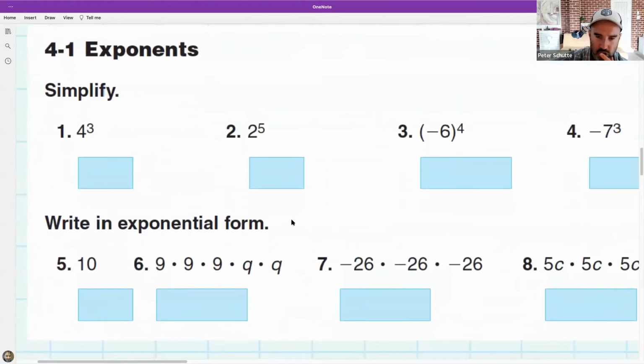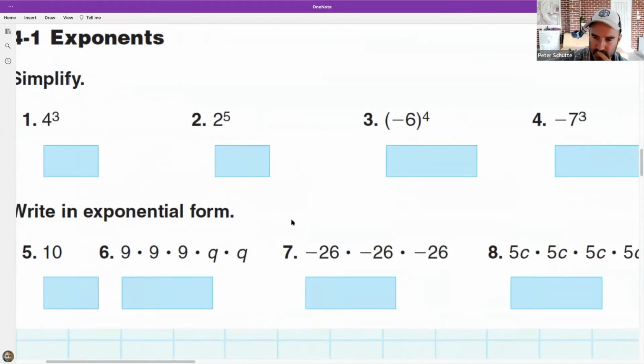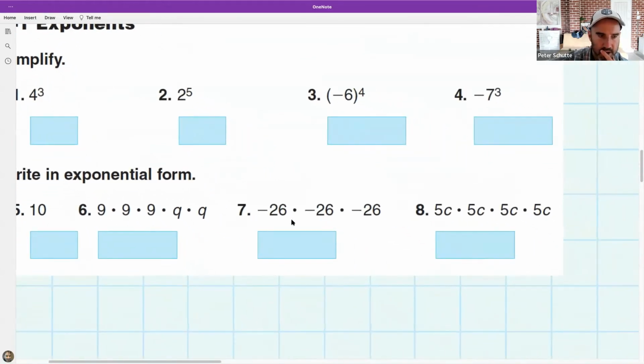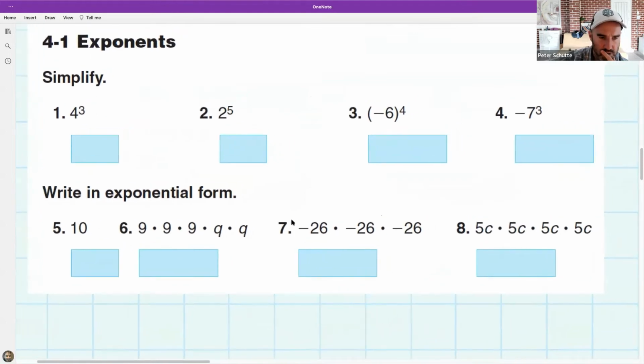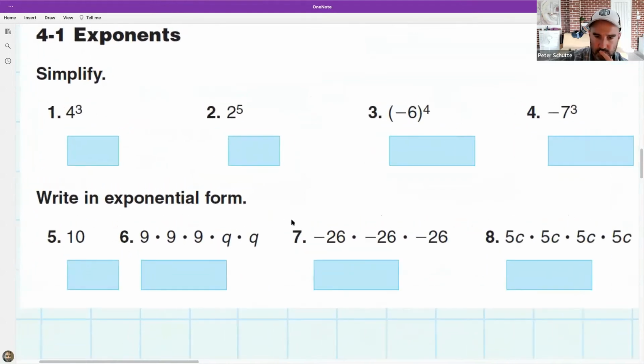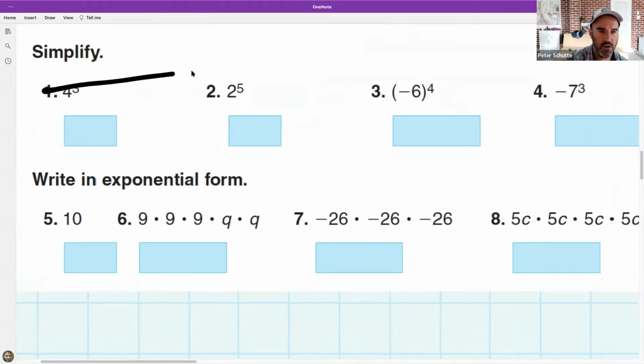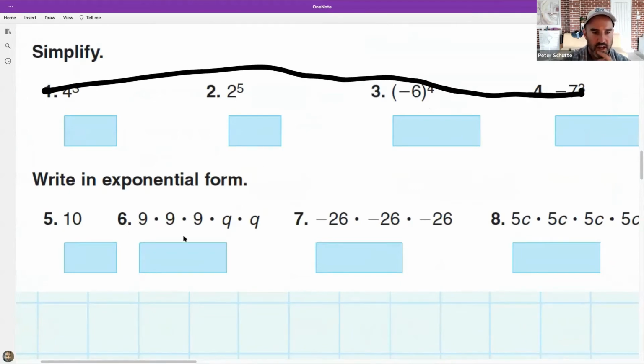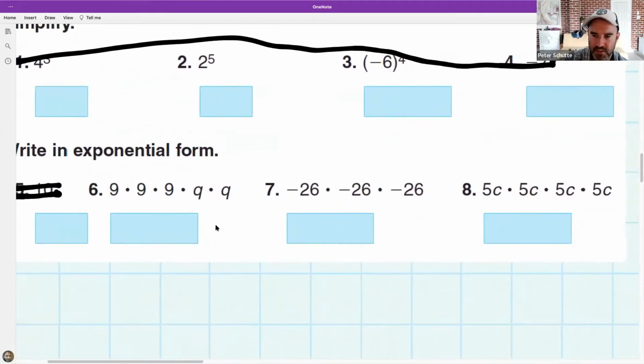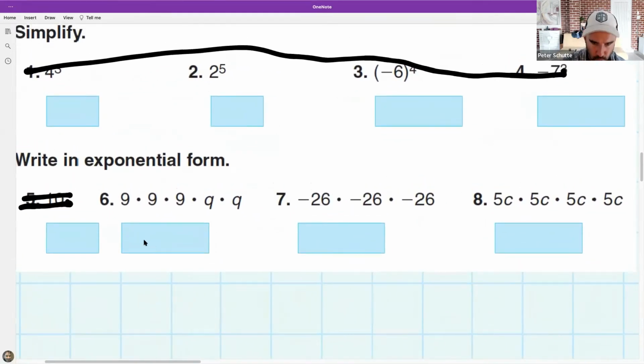Let us have a look here. I'm going to ignore the top line. We're not doing those ones. That's out of question. I want you to do 6, 7, 8. Can you write those numbers in those ones in exponential form?